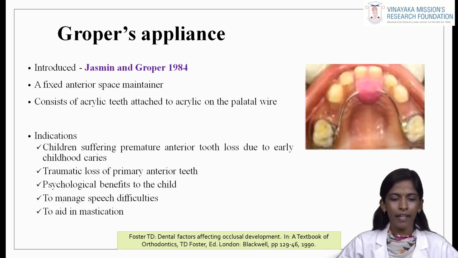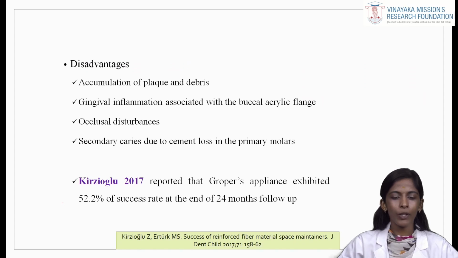Next, moving on to Gropper's appliance. It was introduced by Jasnin and Gropper in 1984. It is a fixed anterior space maintainer. It consists of acrylic teeth attached to acrylic on the palatal wire. It is indicated in children suffering with premature anterior tooth loss due to early childhood caries, traumatic loss of primary anterior teeth, psychological benefits to the child, to manage speech difficulties and to aid in mastication. Disadvantages include accumulation of plaque and debris, gingival inflammation associated with the buccal acrylic flange, occlusal disturbances, and secondary caries due to cement loss in the primary molars.